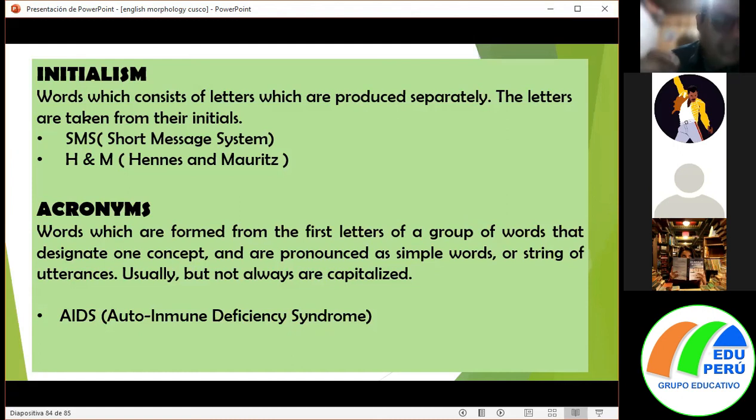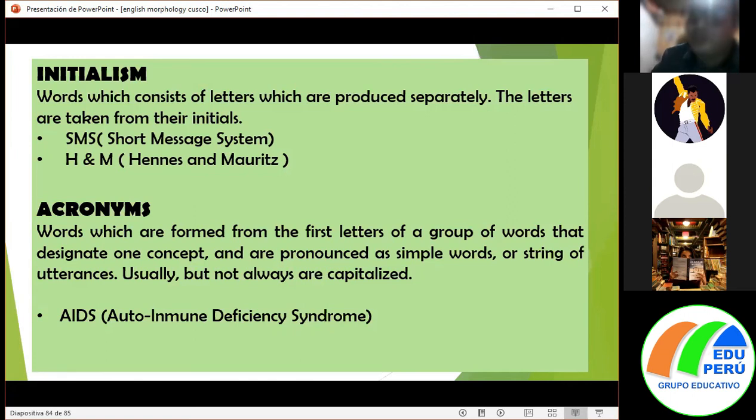AIDS. You don't say A-I-D-S, no, you say AIDS. Acquired immune deficiency syndrome, no? In Spanish, it is mostly known as SIDA, no? In English, AIDS. Oh, the other very common one. In Spanish, we call it ovni, but in English, can you tell me how do we call ovni in English?